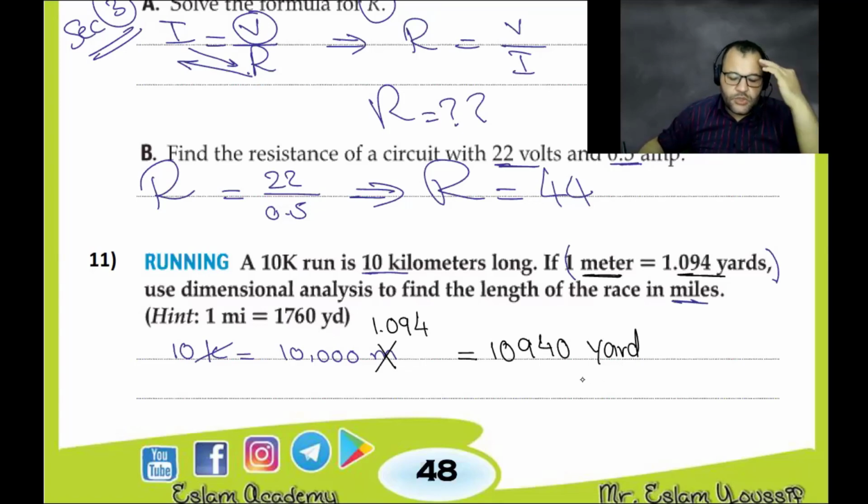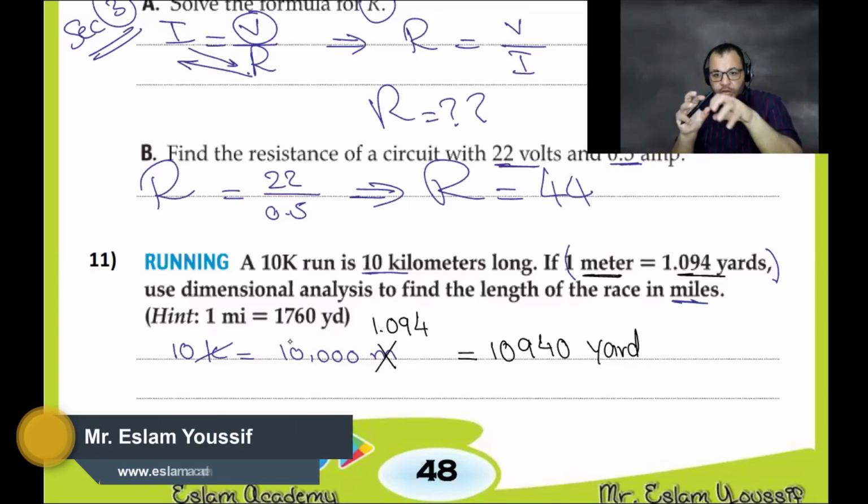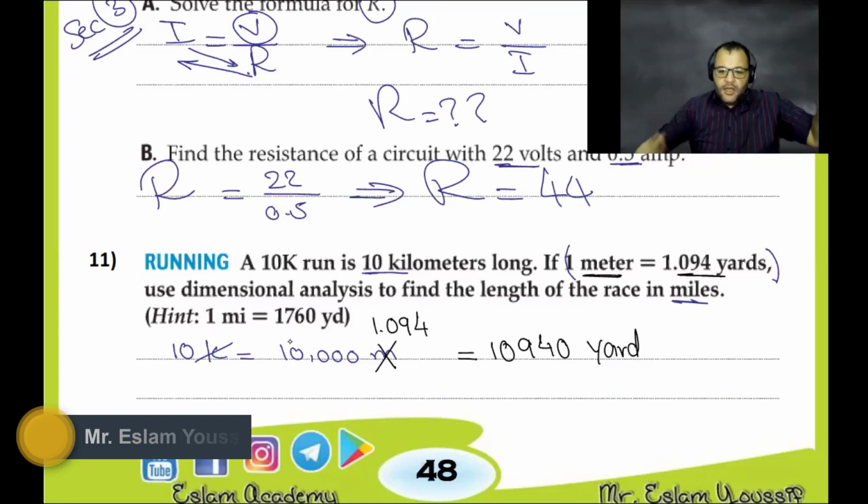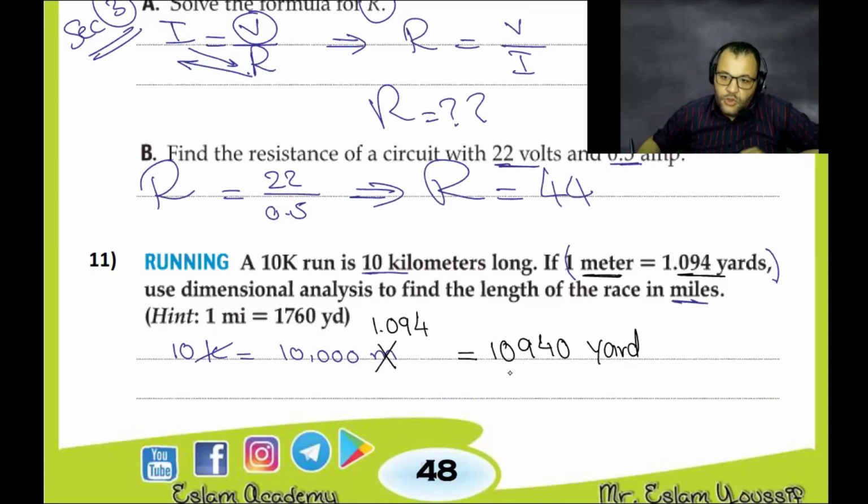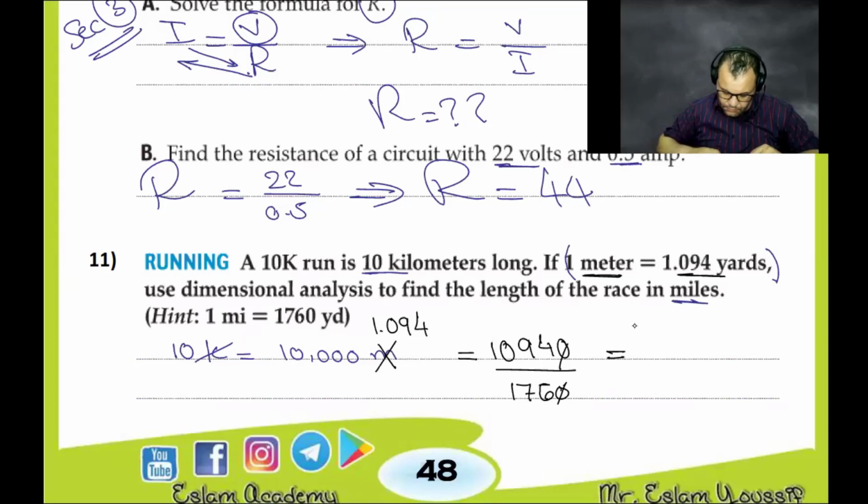How are we going to convert this one? 1 mile is 1,760 yards. Because you convert from the small unit to the large one, you will divide. So I will divide now by 1,760. It won't be a perfect number, so it will become about 6.21 miles.